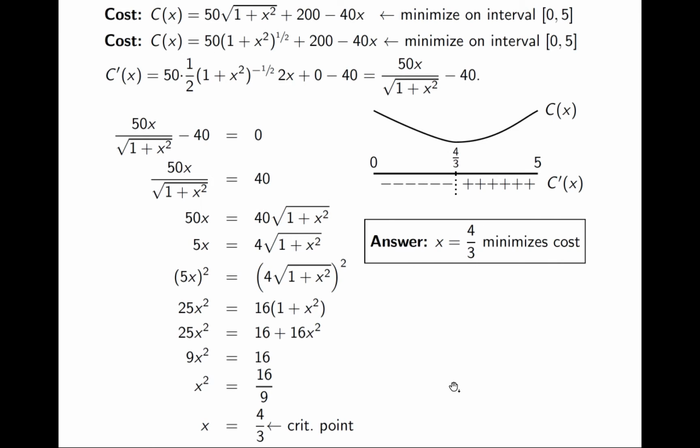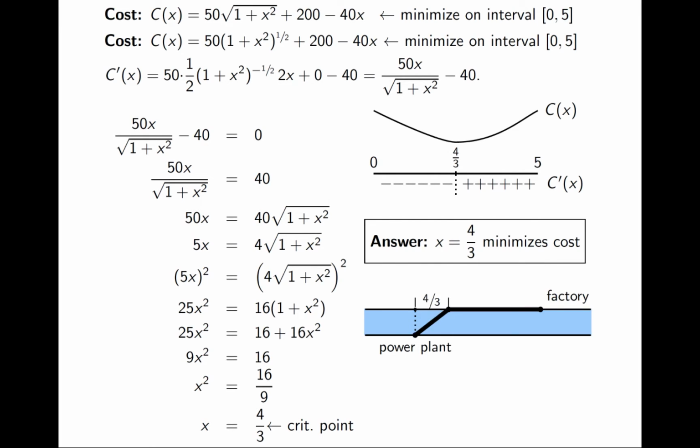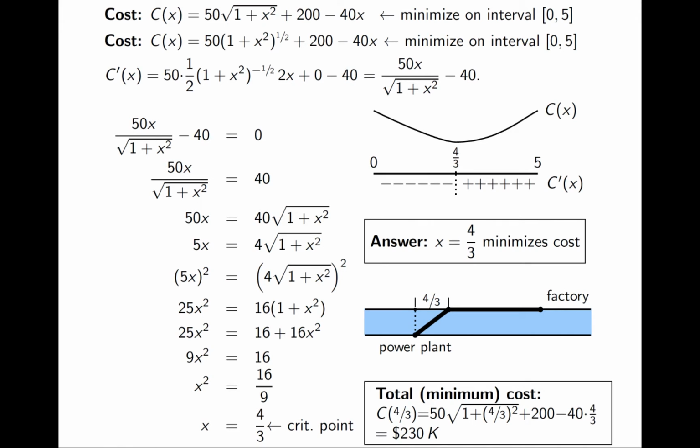So, answer, make x equals 4/3. That's going to minimize the cost. So what you want to do is route your cable this way, going to the other side of the river, where it meets at a point that's 4/3 of a mile from the point A over here. And if you do that, that's guaranteed to minimize cost.